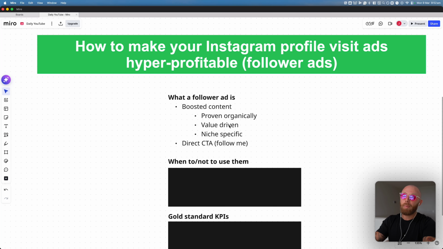The campaign objective is profile visits, which just means that that piece of content is running generally in the Reels feed and the Stories feed, and then the button on the ad says visit Instagram profile. You would have seen these ads before. So if the organic content that you're posting has nothing to do with the type of offer that you sell, it's going to be very silly to actually try and boost something that way. So just make sure that it is niche specific.